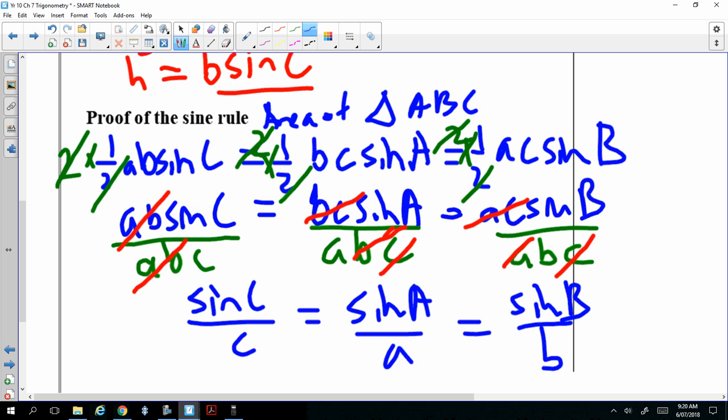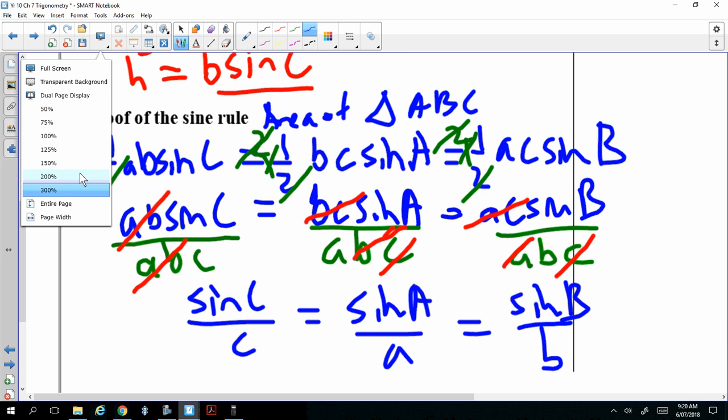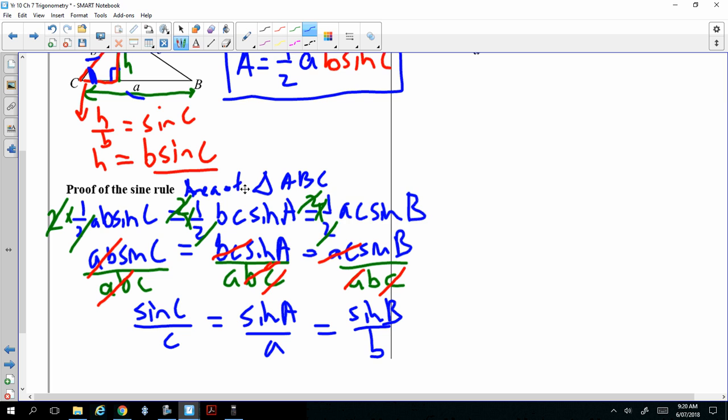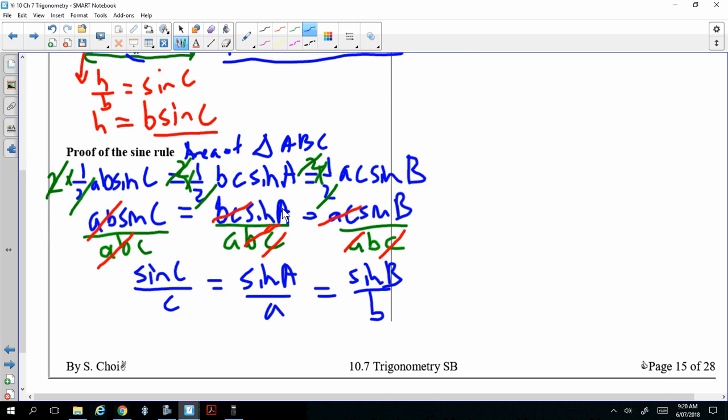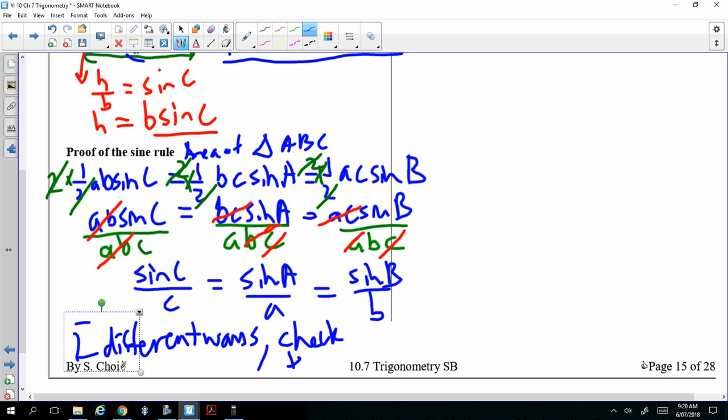That's where the sine rule comes from. That's why I do the area first, because it's very easy if you do it that way. And there's other ways to prove that. You can have a look at the textbook, see how it's done. There's different ways as well. Check the textbook if you're interested. I'll prove the sine rule.